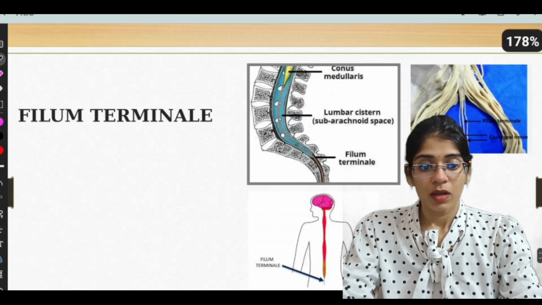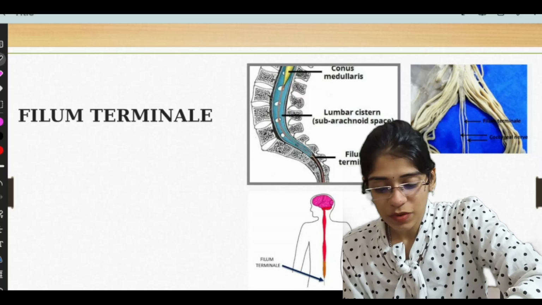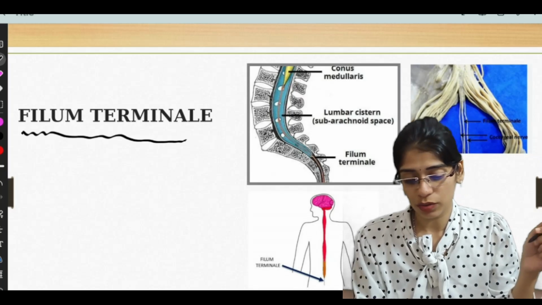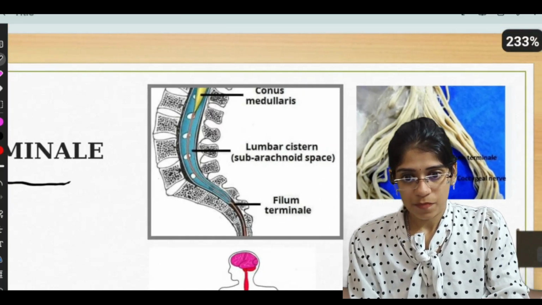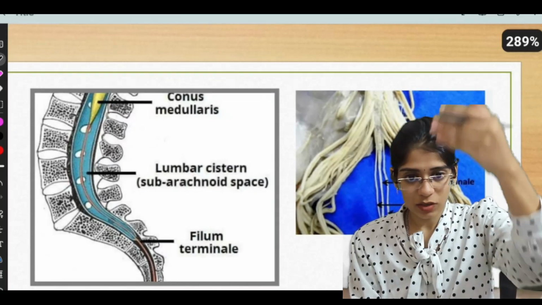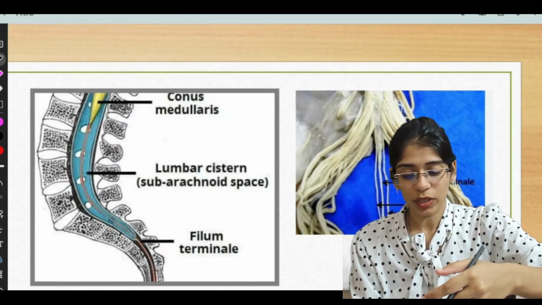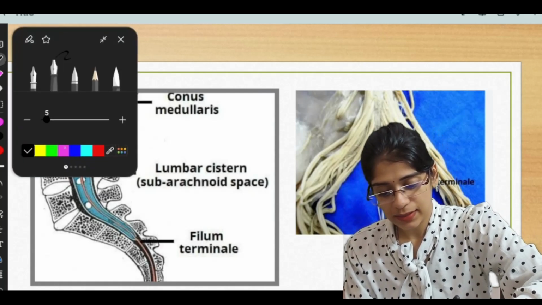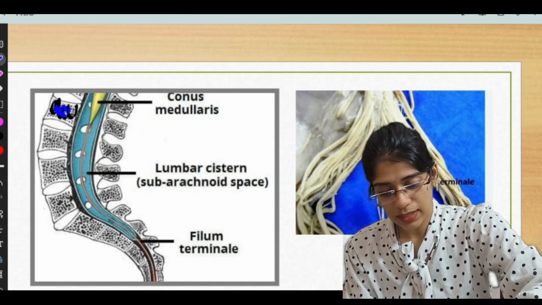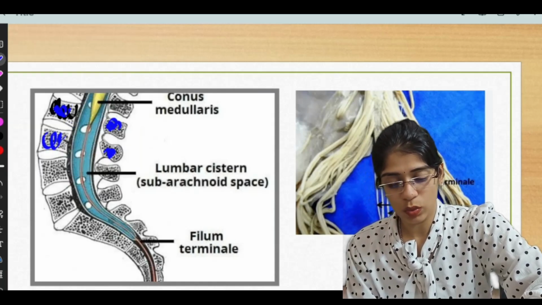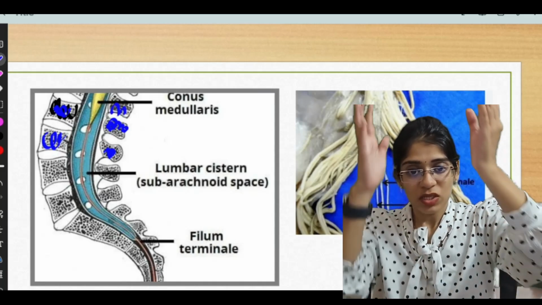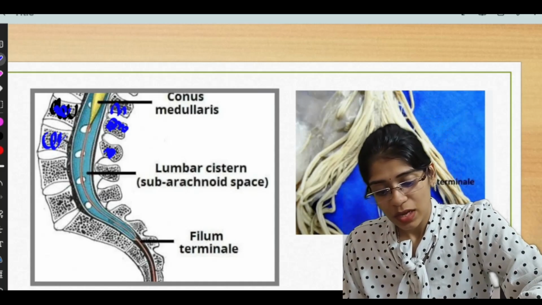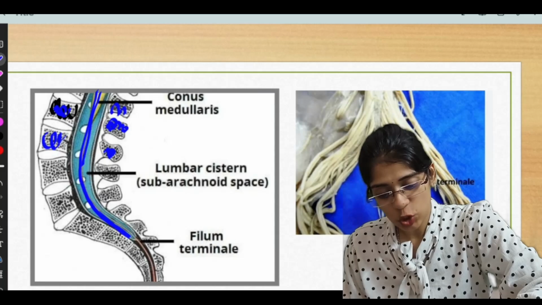Alright. Next, what is this term? Filum terminale. Filum terminale. This could come as a spotter. Now see this picture, this is a cross section, a lateral view of the spine. You can see that these are the vertebrae. What I am drawing with blue, these are the vertebrae. So in the vertebral column, what do we have? We have the spinal cord. Now what you can see here, this is a spinal cord.